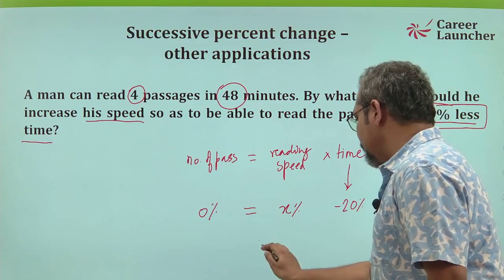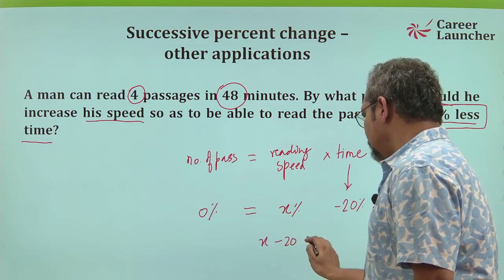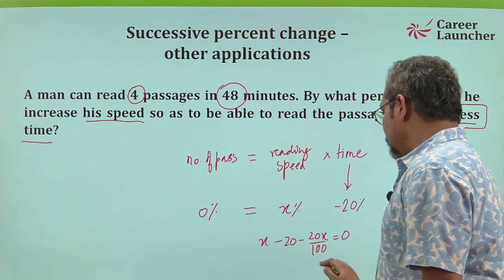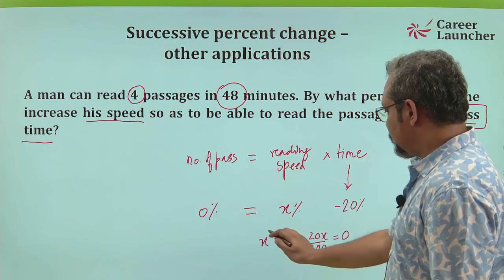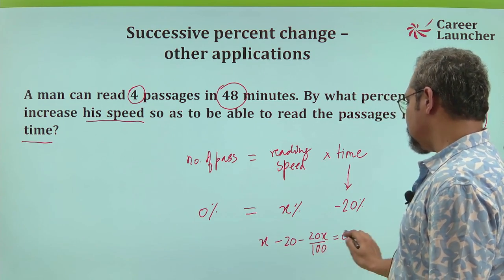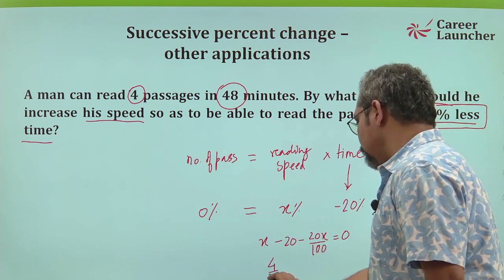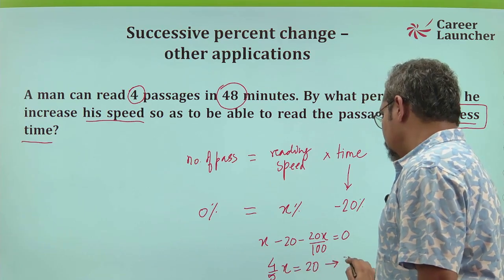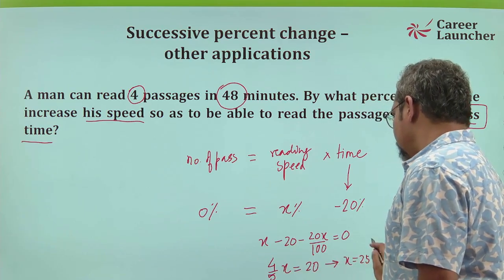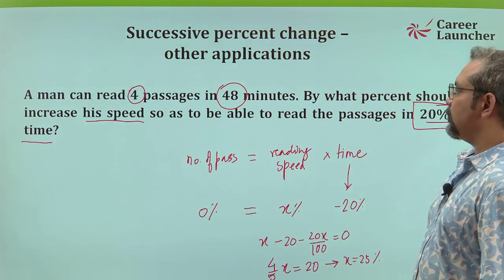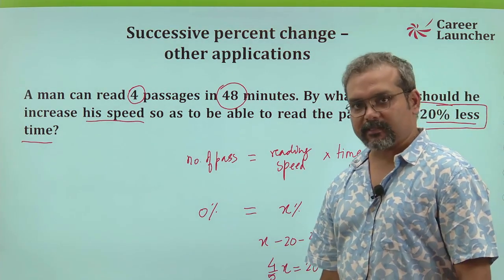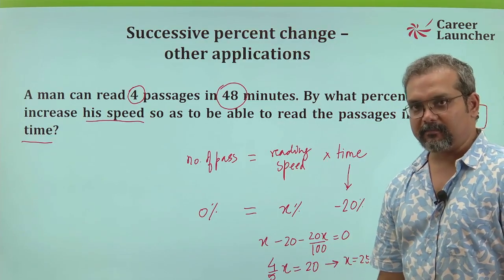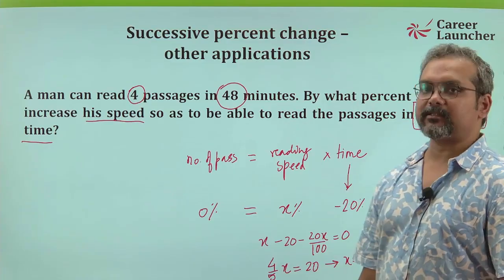So let's solve it. X minus 20 minus 20x over 100 equal to 0. Now this is 1/5. So x minus 1/5 of x is 4/5 of x. So 4 over 5 x is 20. So that gives you x to be 25%. Means if you are able to increase the reading speed by 25%, you will be able to use only 20% less time and be able to read the same number of passages.